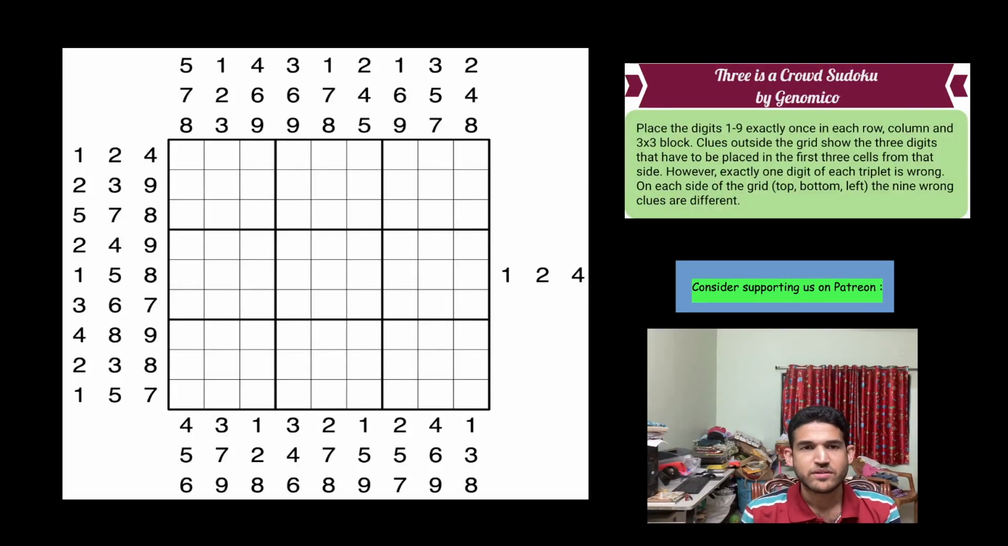Hello everyone, welcome back. Today's video will be on a 3 is a crowd Sudoku created by Genomico. This Sudoku has been taken from the Logic Masters Germany portal, and the primary reason for covering this Sudoku is it being one of the types in the Indian Sudoku Championship that is happening on August 11th. It is upcoming and myself and Ashish are planning to take part.